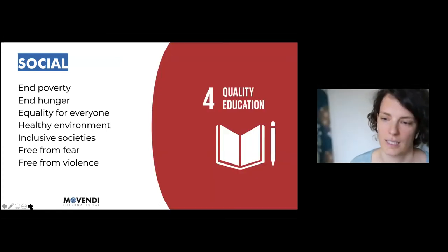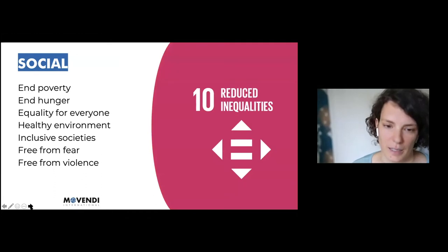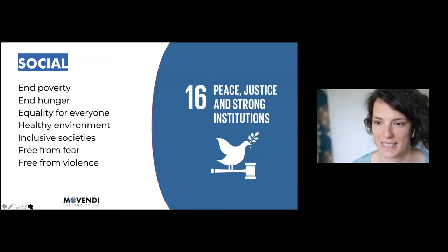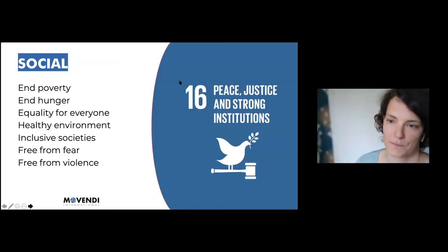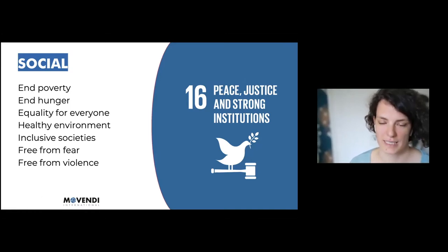When we look at the social goals, those would be ending poverty, ending hunger, providing quality education, achieving gender equality, reducing inequalities, sustainable cities and communities, peace, justice and strong institutions, and also providing society free from fear and free from violence. So when we look at these goals, we can see that alcohol really is an impediment for many of them.